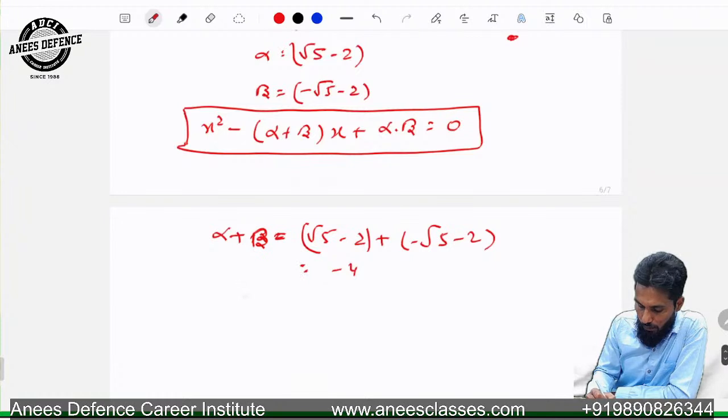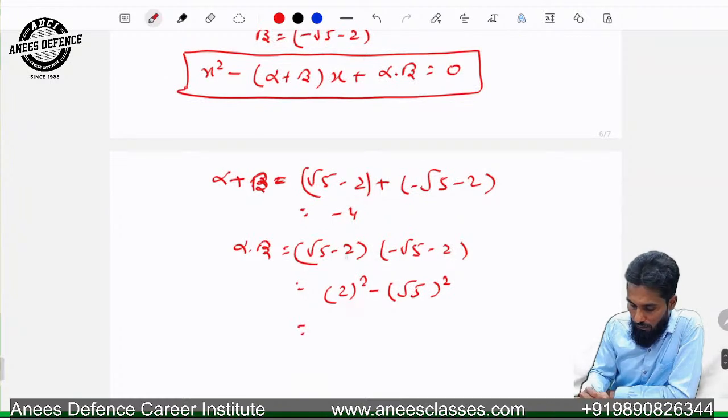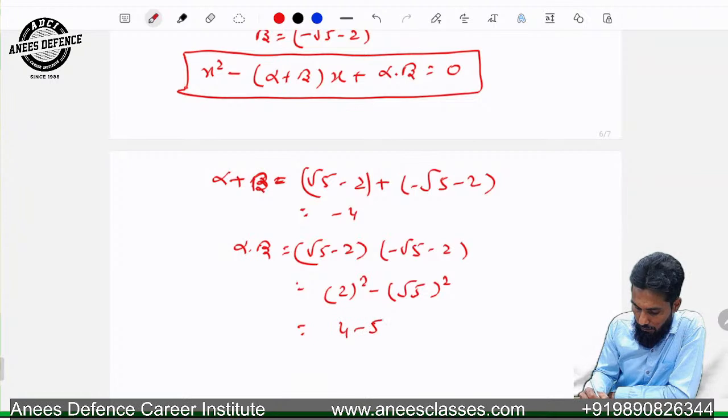And what about alpha into beta? So we have root 5 minus 2 into minus root 5 minus 2. What is the value? A square minus b square, that is 2 square minus root 5 square. Fine. Because a is 2 with the same sign and root 5 is changing its sign, so we have to consider root 5 as b. So 2 square minus root 5 square, that is 4 minus 5. You will get how much? Minus 1.